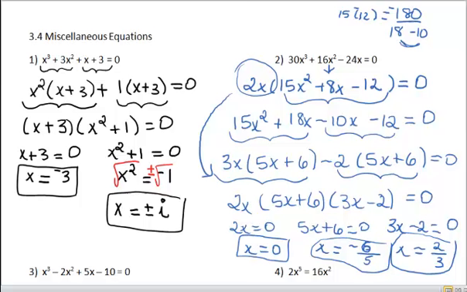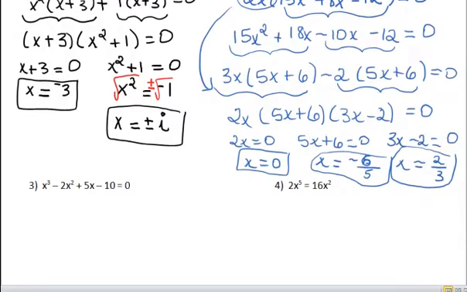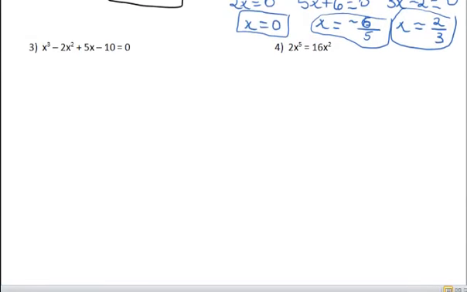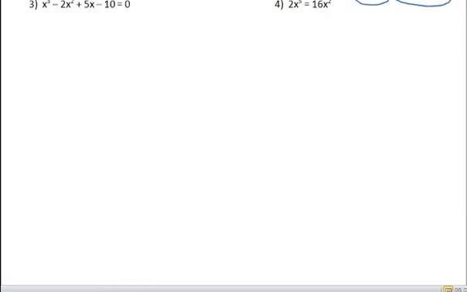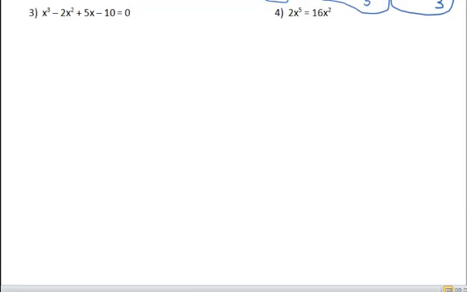So I did pause the video and check this to make sure it works, and it does. So all of those answers will work. So how about number 3? For number 3, we again have 4 terms. So let's see if we can factor this by grouping.